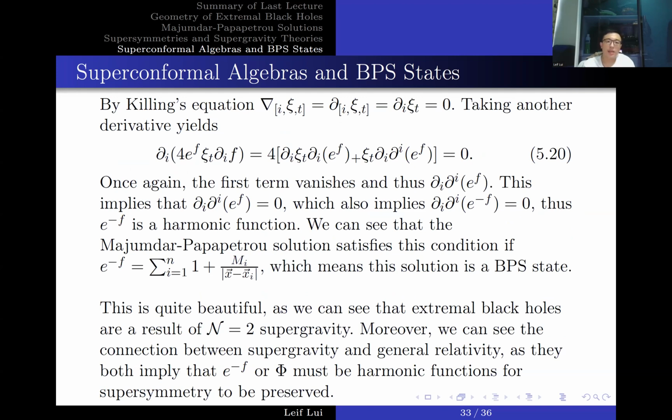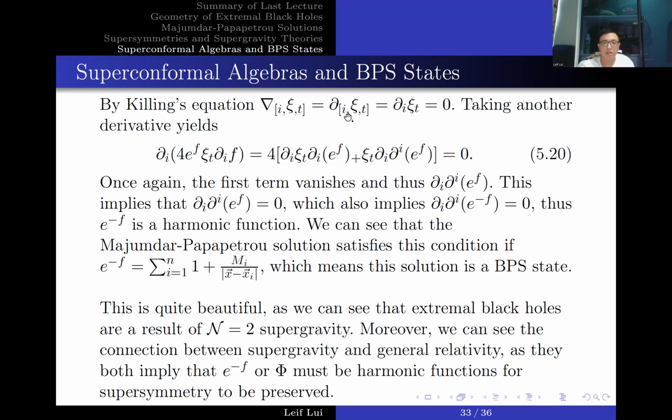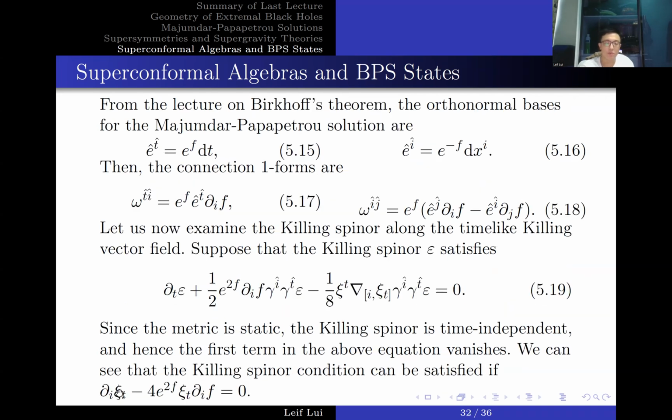So by Killing's equation, this term reduces to 0 because we showed that partial t of epsilon is equal to 0, and by taking the partial derivative, we are left with this term. But Killing's equation is satisfied when this is equal to 0. So this is 0, and hence this is 0.